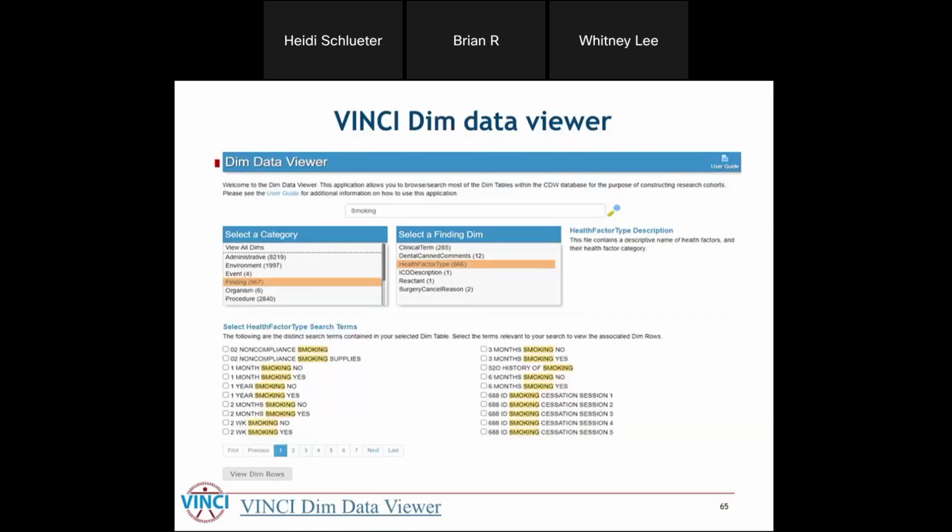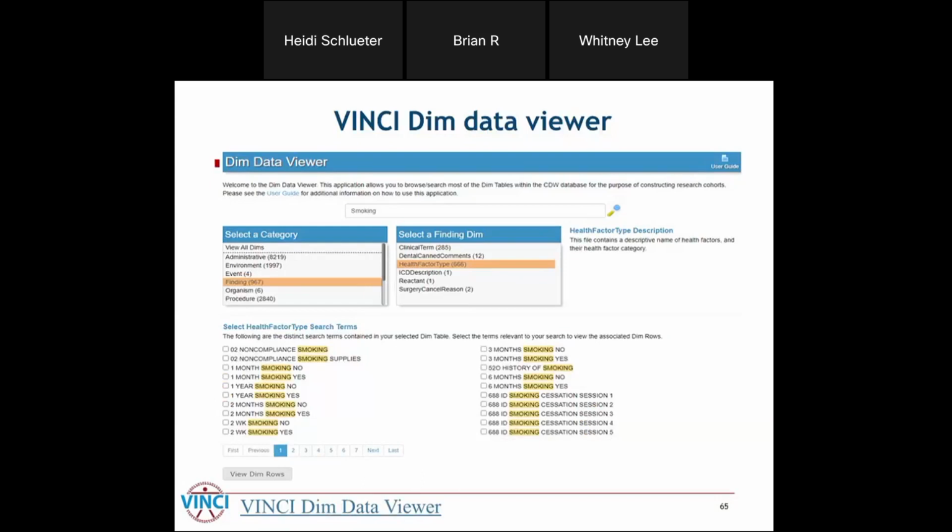There's also the Vinci DIM Data Viewer as a potential tool. What this tool does, like the other one, is allow you to use keyword searching. In this case, we're searching the actual DIM data. Remember, I've referenced a bunch of the DIM tables that contain all of this information. You can actually search what's in those tables without even logging into the Vinci space or using SQL. You can just do it here if you'd like.